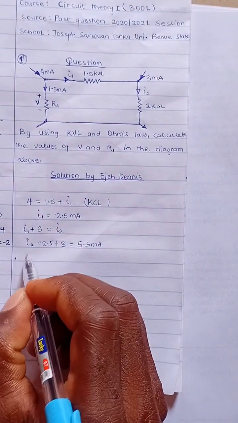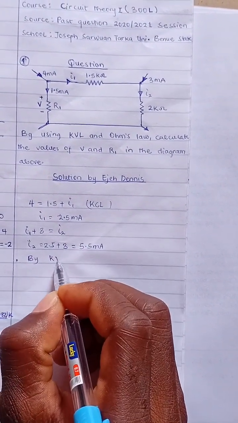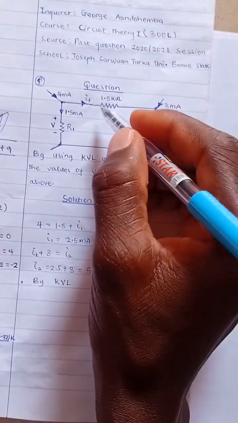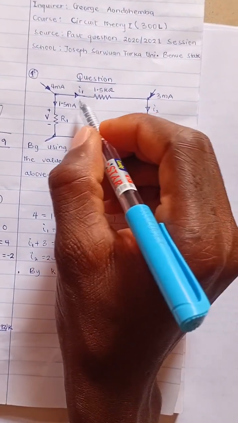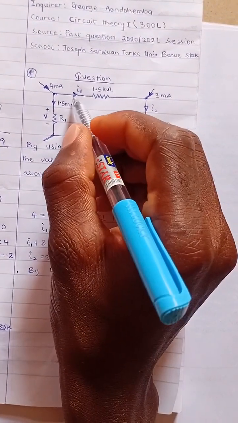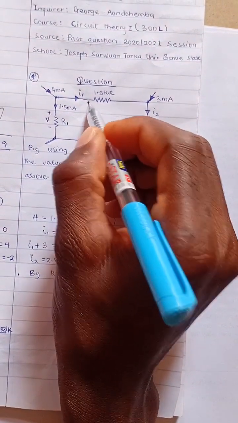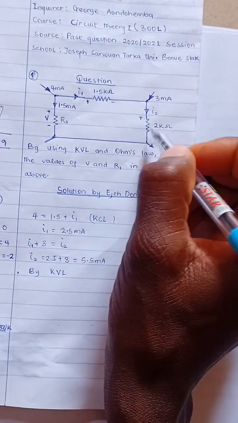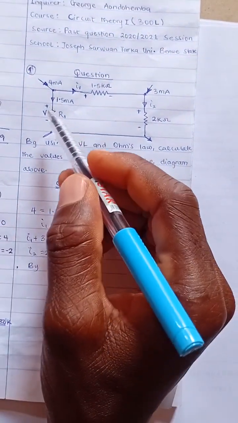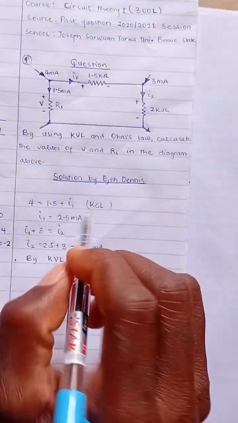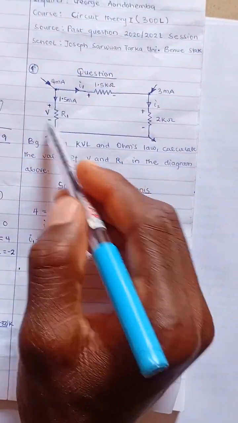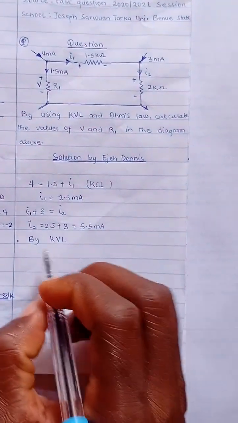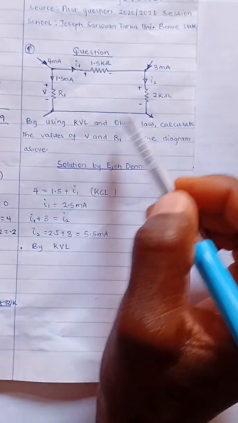By Kirchhoff's voltage law, KVL, you apply KVL around this loop. The approach we take is, if for instance you are looking for the voltage drop across a resistor, the part at which current enters has a positive polarity, and the part at which current leaves has a negative polarity. Same applies here. So this is a positive polarity, this is a negative polarity. The current 1.5 milliamps enters the positive polarity of the unknown voltage V, and then it leaves through the negative terminal or polarity side. So by KVL, we apply KVL around this loop.